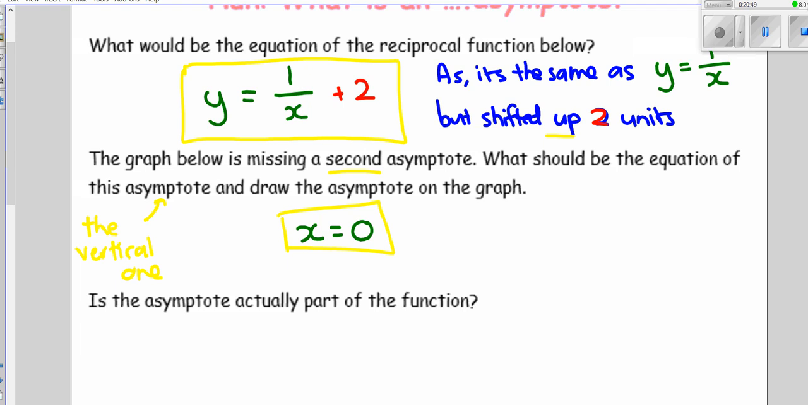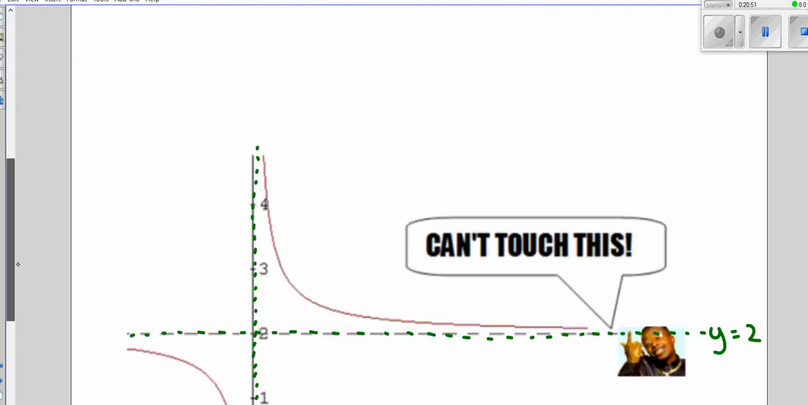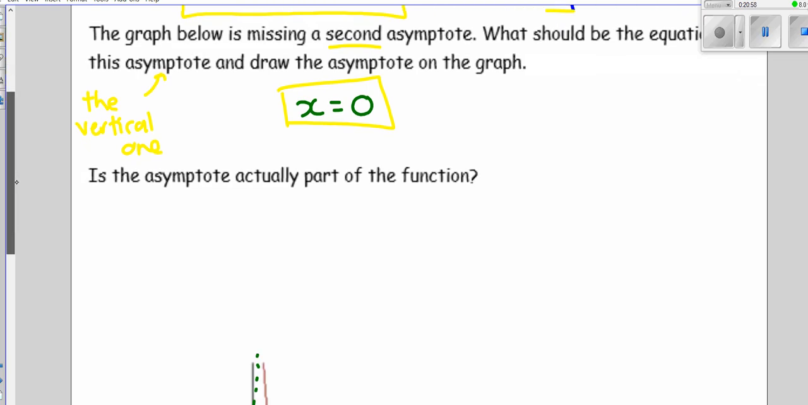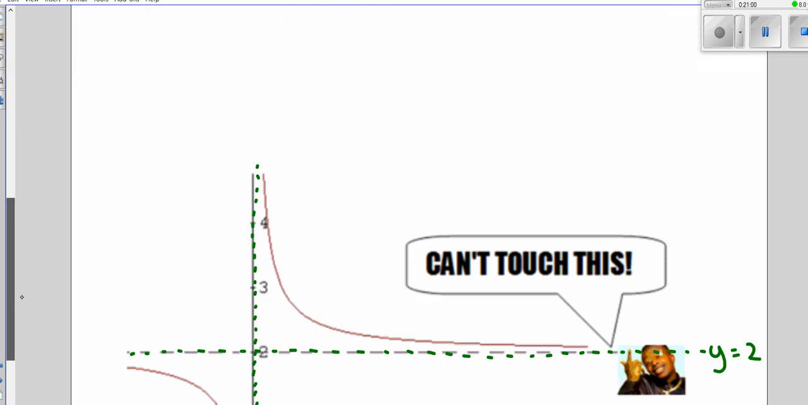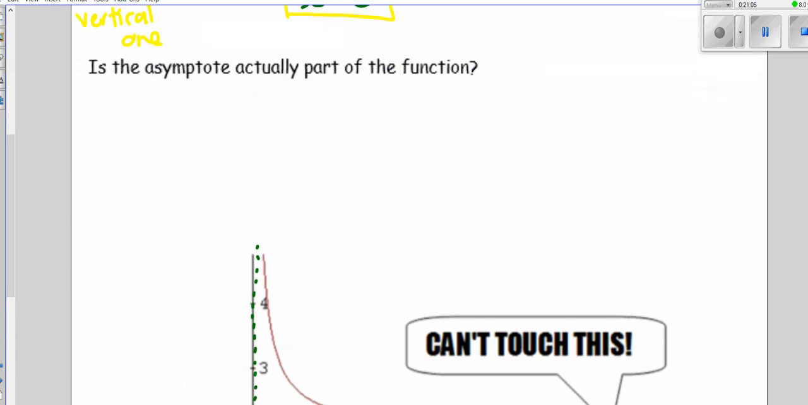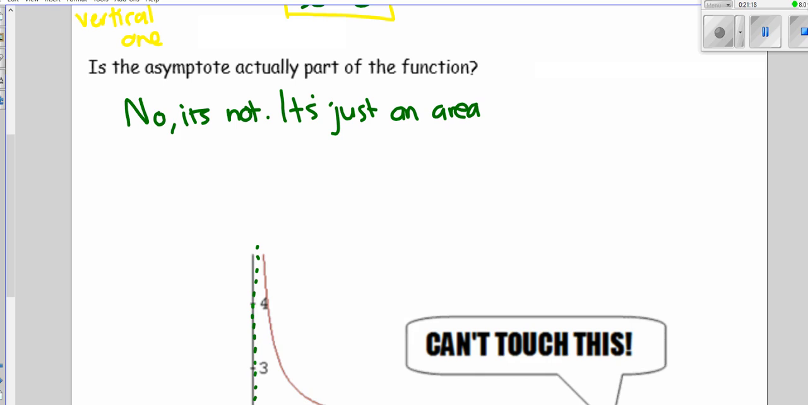Yeah, we'll read it in the graph. What should be the equation? Okay, that one's done. Is the asymptote actually part of the function? So remember from the previous page? No, it's not. It's just an area of the graph, an area where the function does not exist.